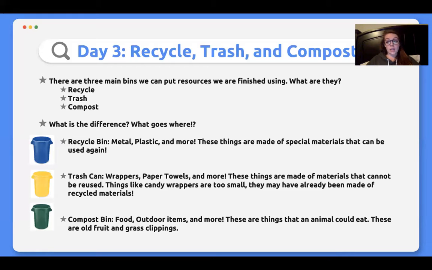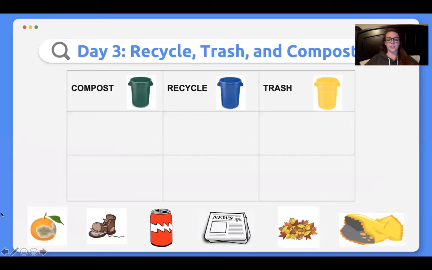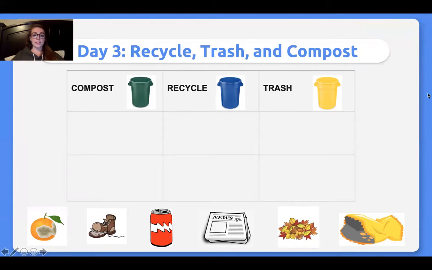Things that you can eat, animals can eat. And remember, animals eat other things too, like plants and branches. So now I have a little activity for us. This is again about recycling, trash, and compost, all right? So we have 6 things down here.